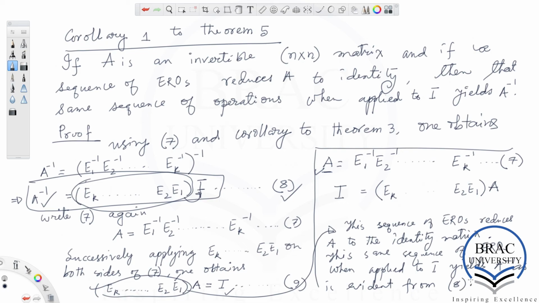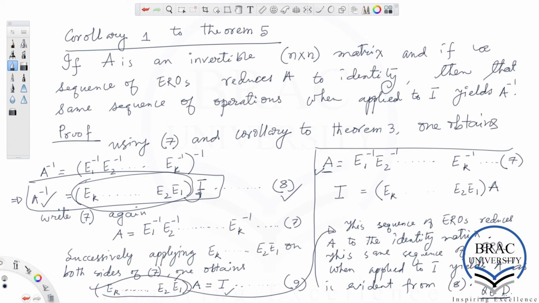So this corollary is a very useful result that gives the algorithm of computation of the inverse of a matrix if the inverse exists. Okay, we'll see that in an example. So this was the proof of corollary 1 to theorem 5, QED.